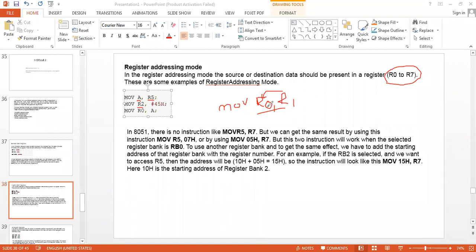As it has been written here, there is no instruction like MOV R5, R7, but we can get the same result by using MOV R5, 07H. Why? Because the R7 address is 07H. Or else, R5 address is 05H and R7 I can write directly. So this is register addressing mode.